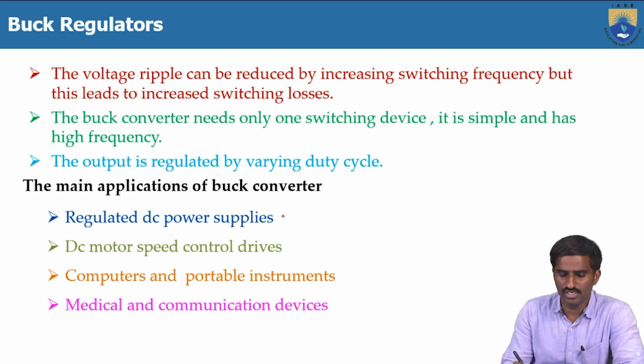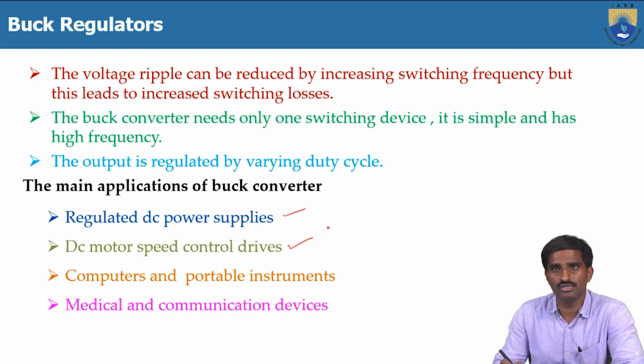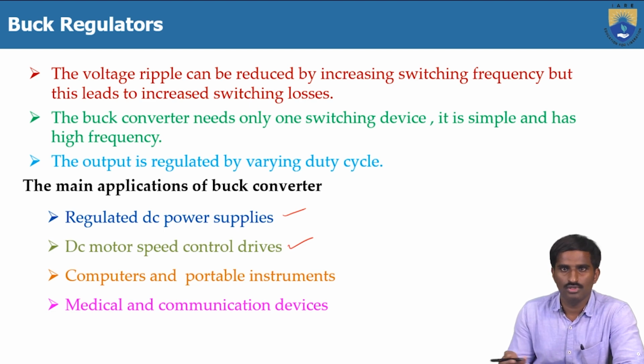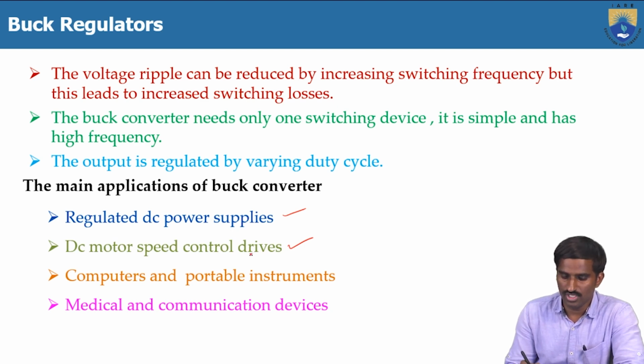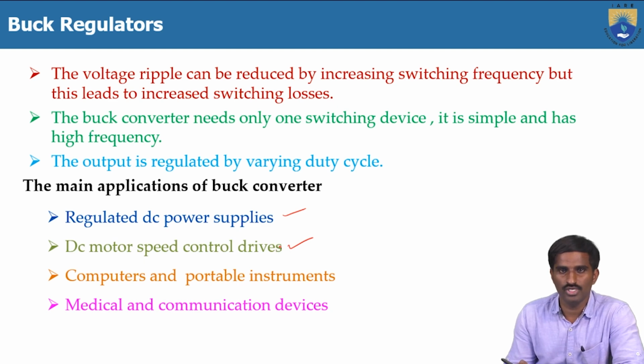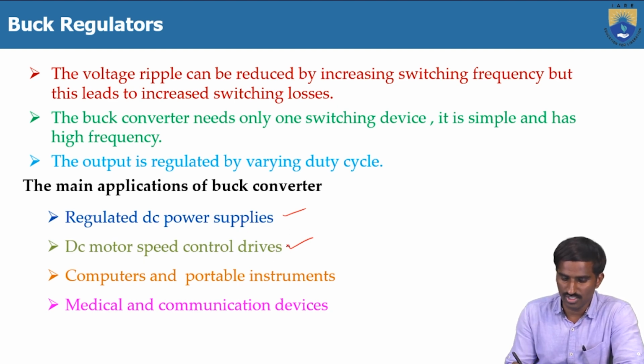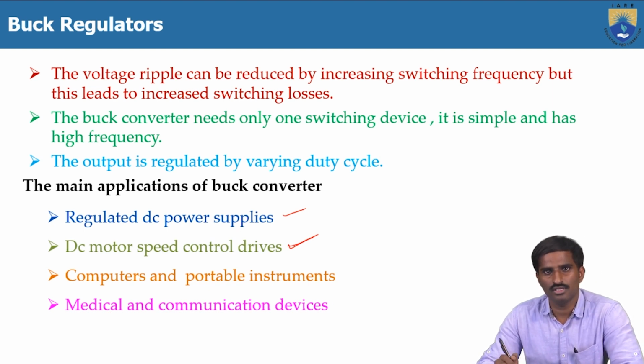And here I have listed some of the applications of this buck regulator. We mainly use these buck regulators in the regulated DC power supplies and DC motor speed control drives, because as we know, the armature voltage control technique is there in DC motor. So to give the variable output voltage to the DC motor, we can use this buck regulator. Not only buck, any other regulator, and computers and portable instruments and medical and communication devices. These are some applications of these buck regulators.